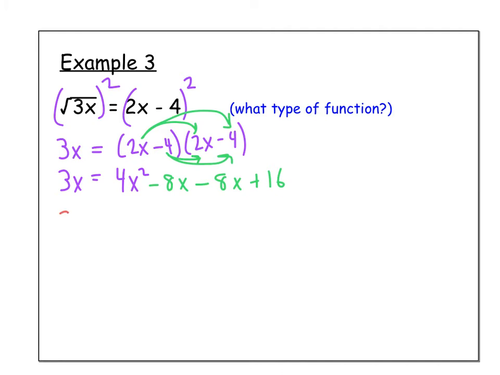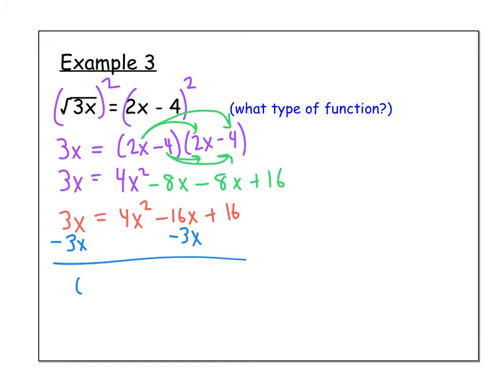So let's see what we got here. 3x equals 4x squared. Combine those middle terms: minus 16x and then plus 16. All right, now what do we have? Besides a mess. We have a messy equation here, so we need to get it equal to 0. This is our old friend, a quadratic. We have the 4x squared in there.